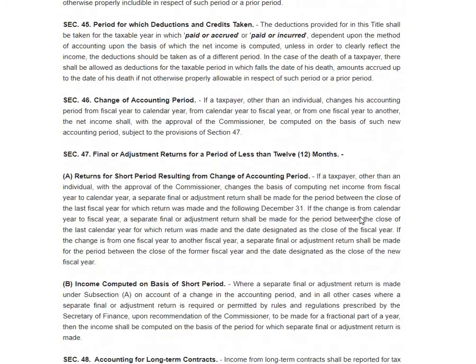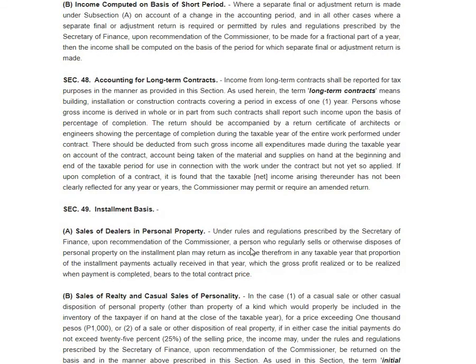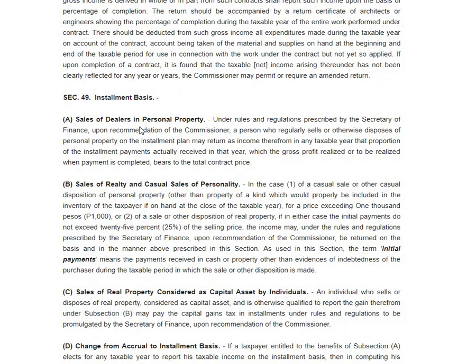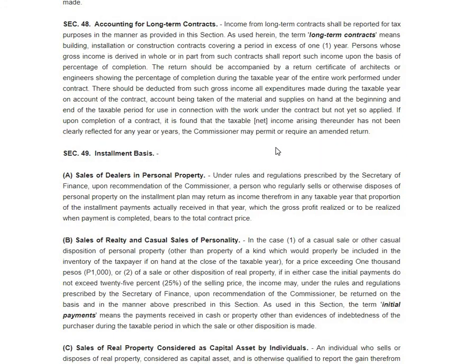I think this one was asked: accounting for long-term contracts. You just read this, and also the installment basis. How do you recognize gain whenever there are long-term contracts, especially those which involve construction of buildings, or bridges, everything. So you have that, and sales of dealers in personal property. You just read this, plus Section 48 and 49, and understand that, of course.